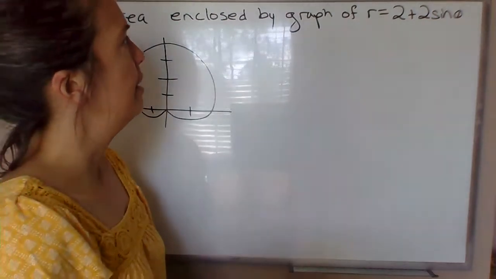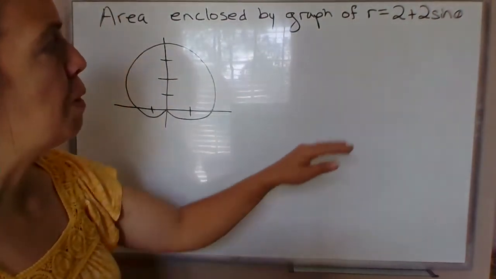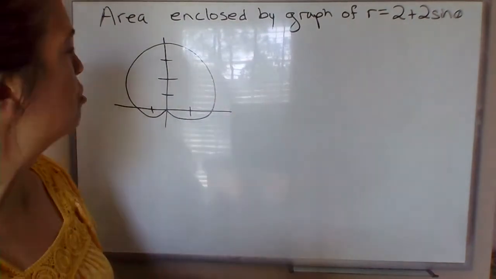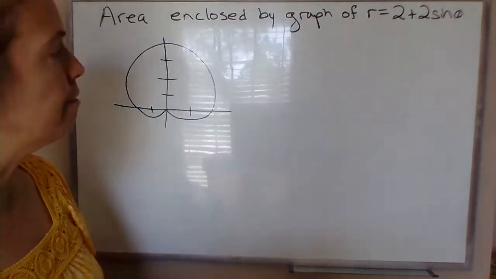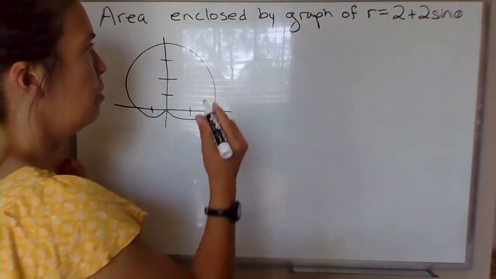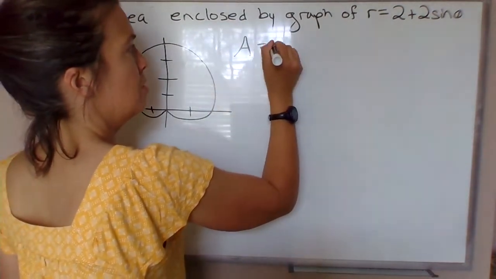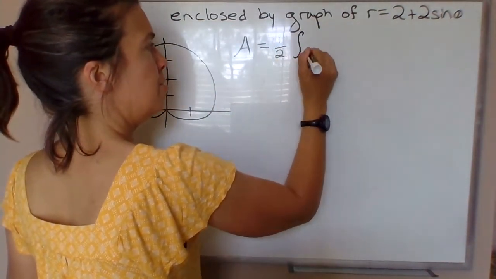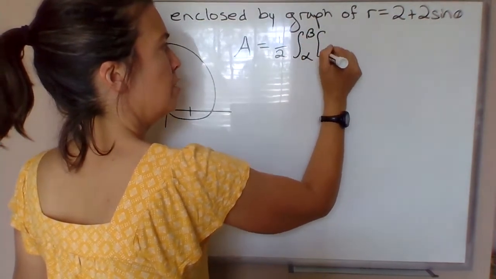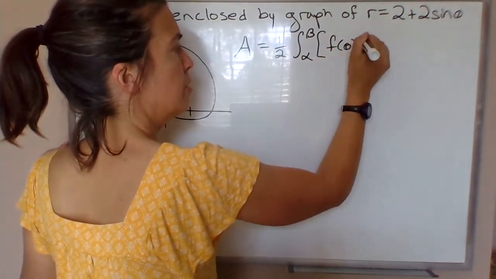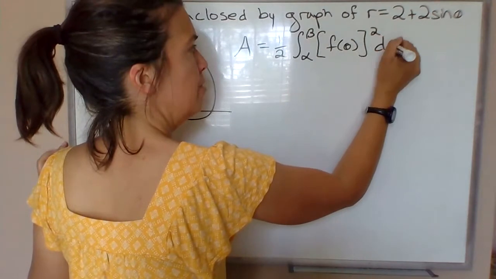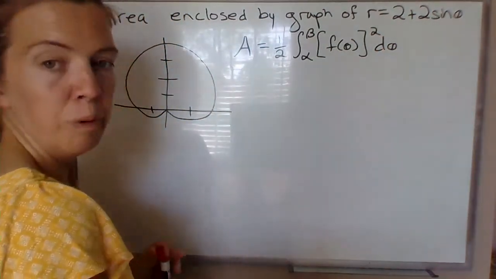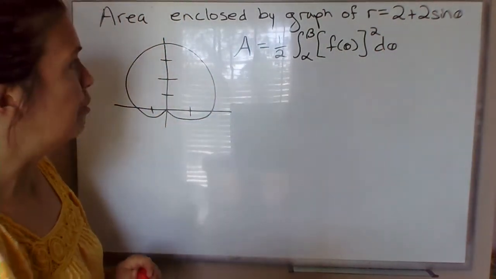So now we'd like to find the area of the region enclosed by the graph of r equals 2 plus 2 sine theta. And I've sketched the graph here. We're going to use this formula: 1/2 integral from alpha to beta of f of theta squared d theta. But we need to start by focusing on those limits of integration.